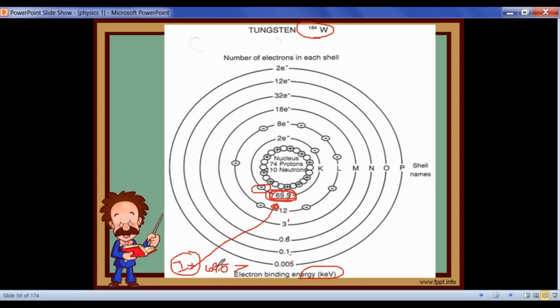Pag naman 69.5, pag magkapareho sila ng lakas, meron pong chance na matanggal ito or ma-ionize ang electron from the K-shell. Pero, halimbawa, pag 70 naman, mas lalong malaki ang chance matanggal ito kasi mas malakas siya. Naintindihan po ba? So, the strength of attachment and the energy required to remove the electron from its shell. Okay? So, I hope that's clear now.